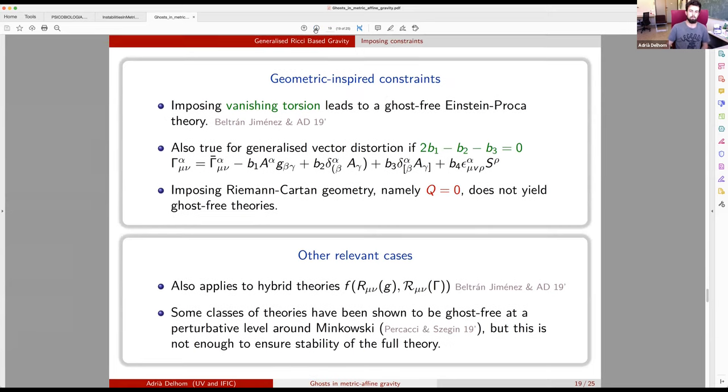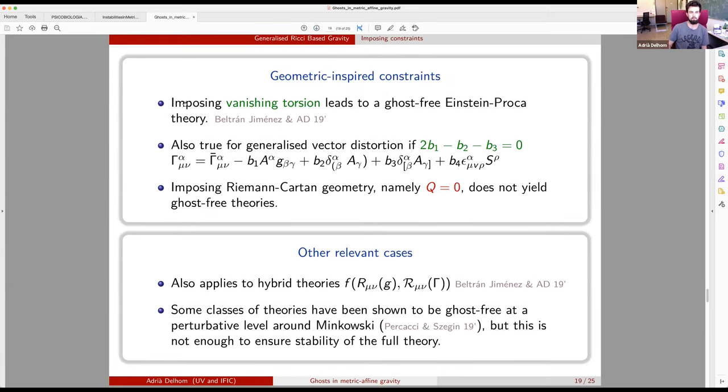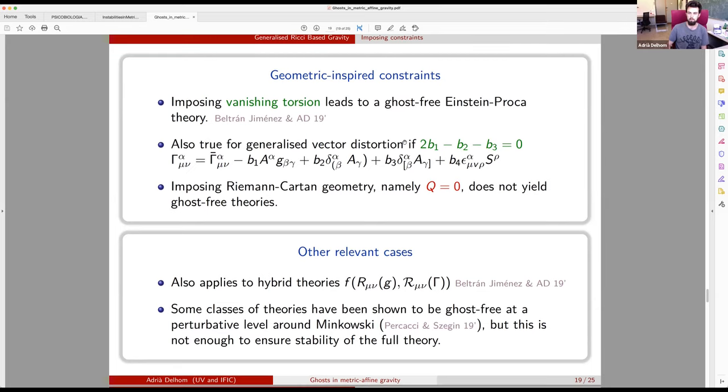There are other ways in which we can think of healing the instabilities. For example, we saw in our work that imposing vanishing torsion leads to a ghost-free Einstein-Cartan theory for these generalized Ricci-based theories. The same happens if we use these generalized vector distortion geometries where the distortion and non-metricity are of a special kind. And if these coefficients satisfy this relation, then the theories are ghost-free. However, we saw that if we impose vanishing non-metricity as opposed to vanishing torsion, this case does not yield a ghost-free theory, because this constraint is not able to impose dynamical constraints on the problematic degrees of freedom, right?